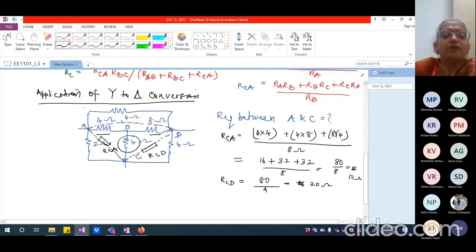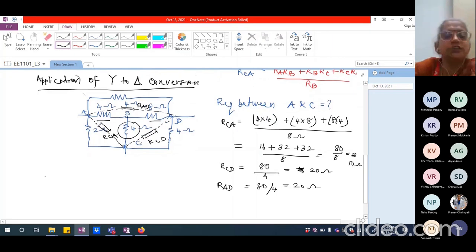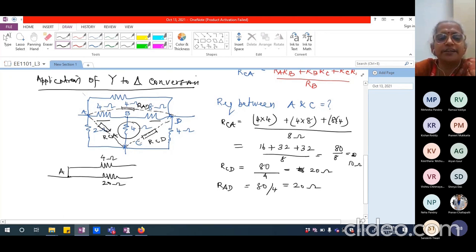Similarly, if I try to draw a resistance here, that is going to be RAD. RAD is again 80 divided by 4, which is 20 ohms. So I should be able to draw this network somewhat like this now. This is A, and I have RAD, which is 20 ohm, which is in parallel with the other 4 ohm connected here. This is one of the terminals. Now this is D. From here, I'm going to have 4 ohms connected here, and RCD, which is again 20 ohms. So this is going to be another 20 ohms.